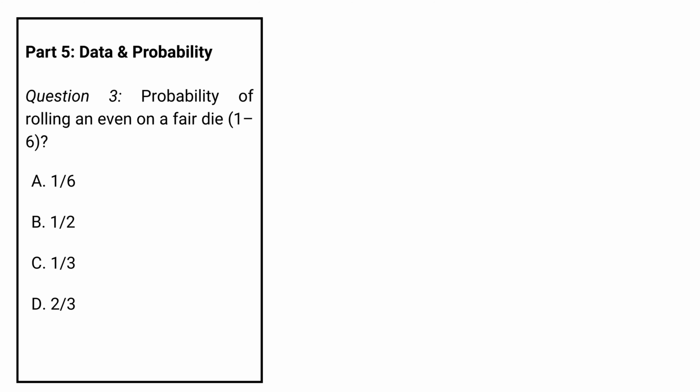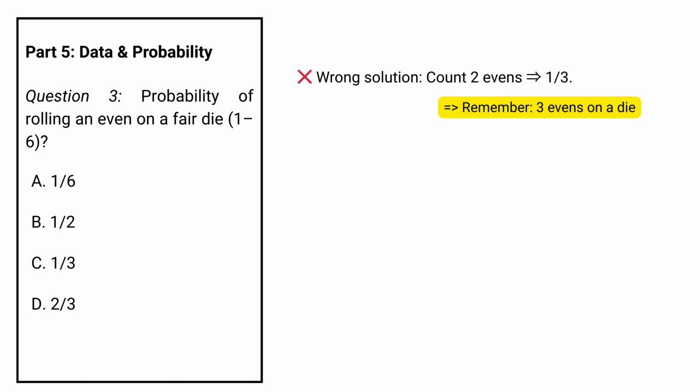What is the probability of rolling an even number on a fair six-sided die? Your choices are A, 1/6, B, 1/2, C, 1/3, D, 2/3. Pause the video and think it through. A common mistake is to count only two even numbers and say 1/3. But remember, there are actually 3 even numbers on the die.